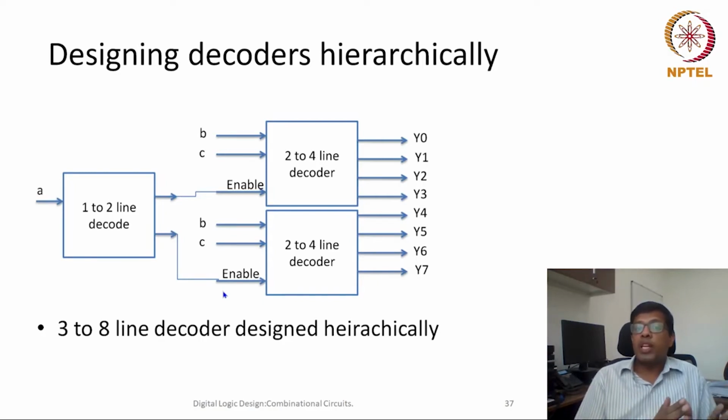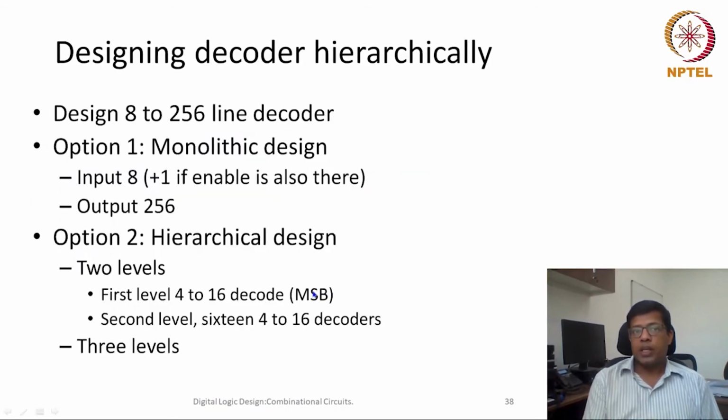Similarly, if I want to create any kind of a hierarchy, I can create it like this. So these are 2 levels. This is the first level, this is the second level. Now let's take a bigger example. Let's say I want to design an 8 to 256 line decoder. This is a more realistic scenario.